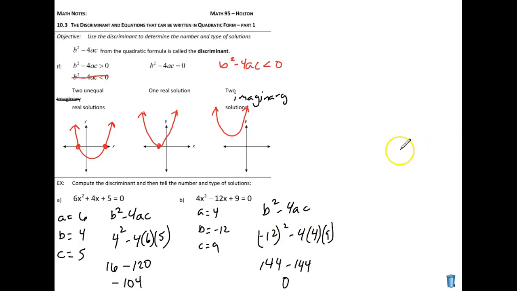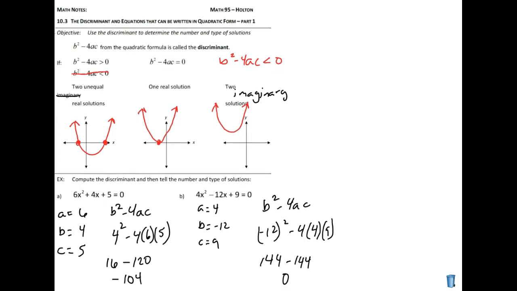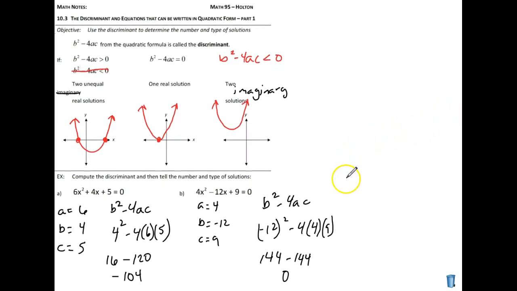So that's what the discriminant does for us. It helps us figure out how many and what types of solutions we're going to have. And that can be helpful when you're going out solving. It's helpful to know, okay, am I looking for real solutions? Am I looking for imaginary solutions? Is there more than one, or is there only one?